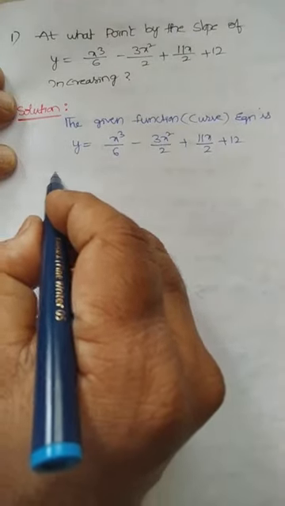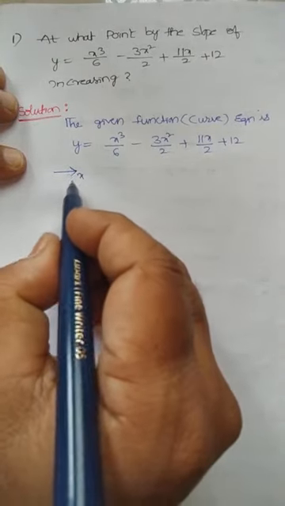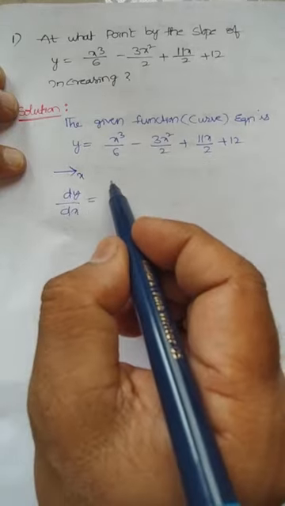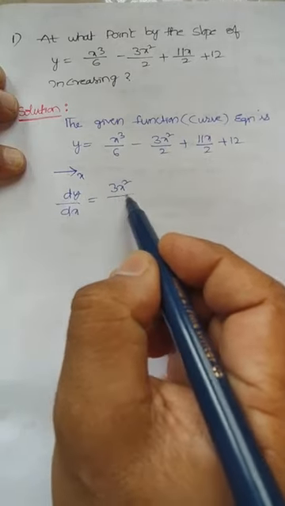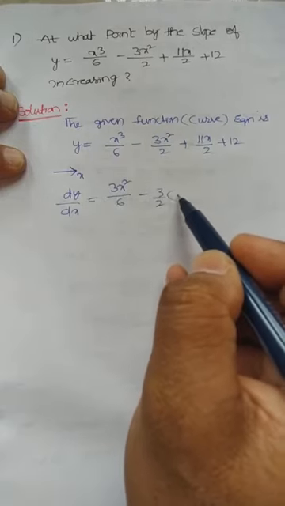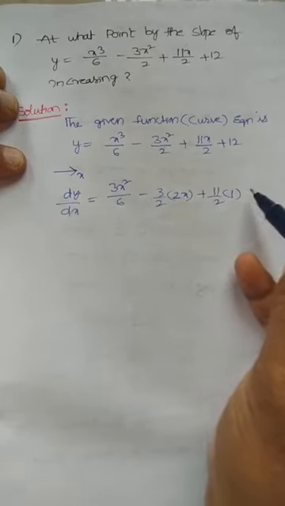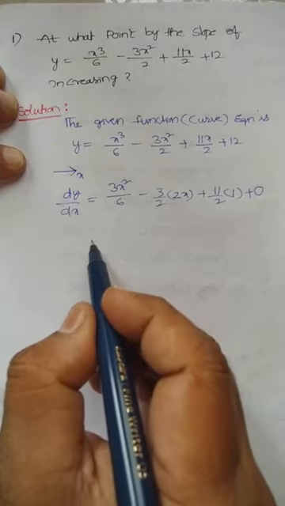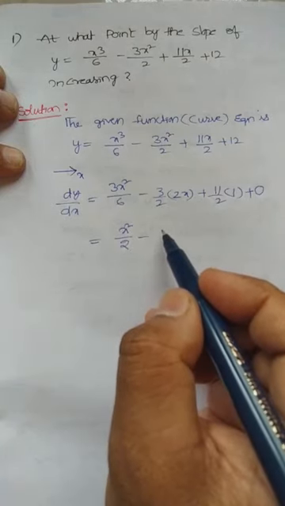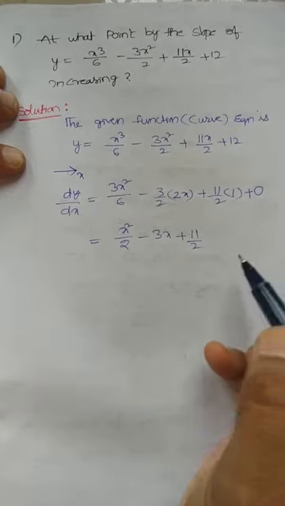Now first I am finding the derivative of the above curve equation with respect to x on both sides. So I would get dy/dx: 3x^2 in the numerator, by 6 is the constant. Here 3/2 is the constant term and the derivative of x^2 is 2x. 11/2 is the constant term, the derivative of x is 1, and the derivative of 12 is 0. So what I get is 3/6 x^2, minus 3*2/2, the 2s get cancelled, 3x plus 11/2.